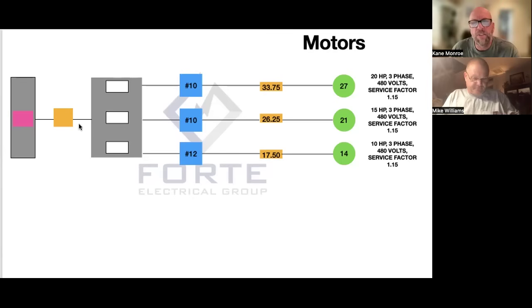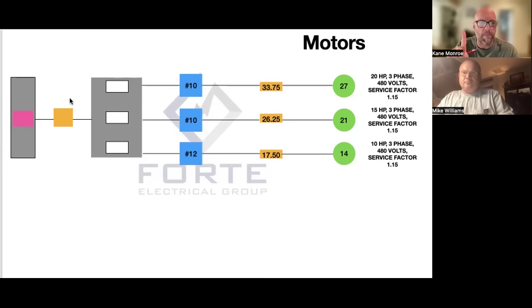So now you've just figured the wire size that you need to pull between that disconnect and the MCC. In step number 5, it's a number 4 wire.